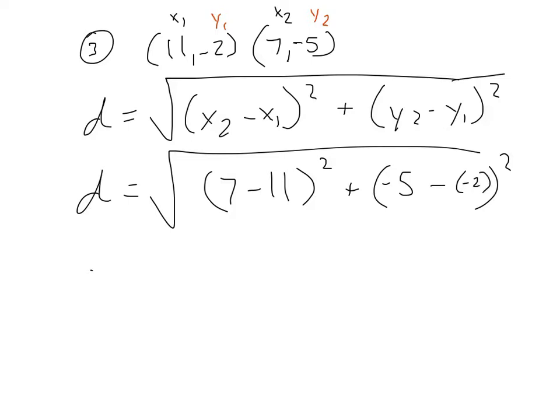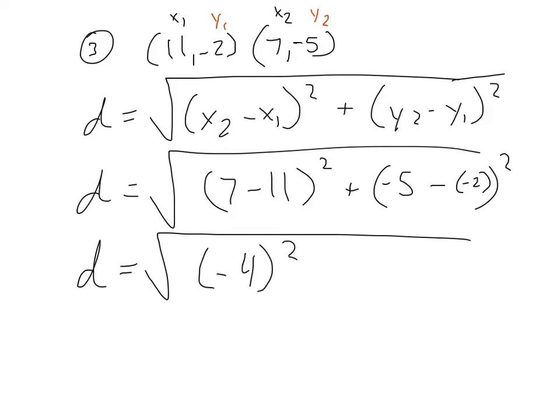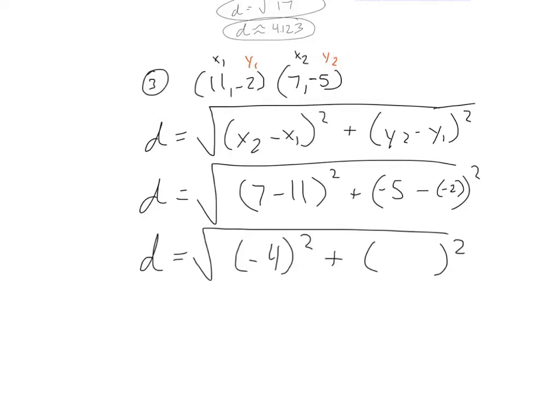What we get now is 7 minus 11 is -4 squared plus, and this next one's going to be kind of complicated, -5 minus -2. I'm going to write that over here. -5 minus -2. We know that minus a negative becomes plus a positive, so that becomes -5 plus 2, which we know to be -3.